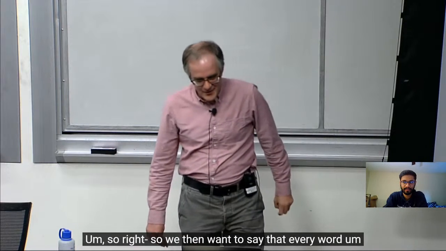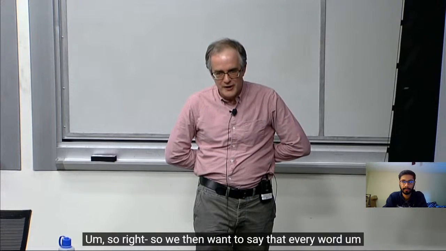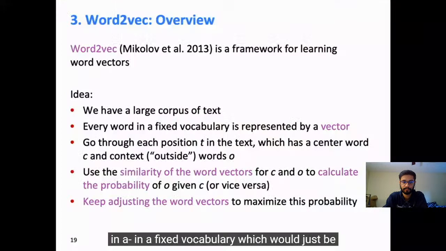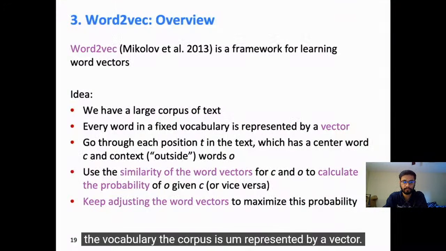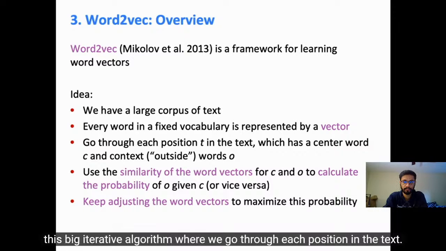Okay, so we then want to say that every word in a fixed vocabulary, which would just be the vocabulary of the corpus, is represented by a vector. And we just start those vectors off as random vectors. And so then what we're going to do is this big iterative algorithm where we go through each position in the text.